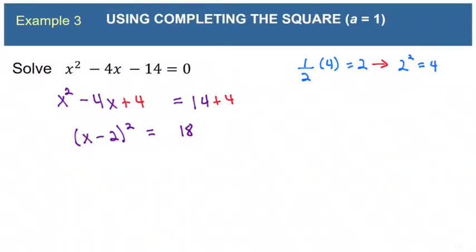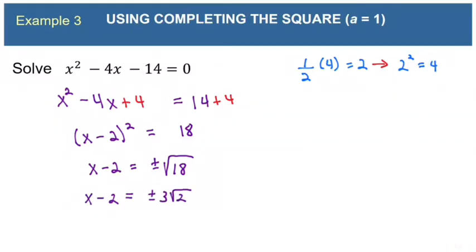So now we can use the square root property. The square root property says that we unsquare the left side, so that would be x minus 2, and then we say plus or minus the square root of the right side. So that's going to be plus or minus the square root of 18. Now notice that 18 has a perfect square factor. 18 is 9 times 2, and the square root of 9 is 3. This is going to simplify to plus or minus 3 times the square root of 2.